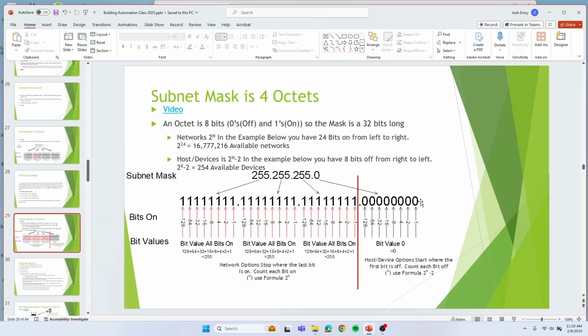On the host and device side, it's 2 to the power of n minus 2. In this example, we have 8 bits, so n is your 8 bits. You take 2 to the power of 8, which is 256. You minus 2, so you have 254 devices you can add per network.